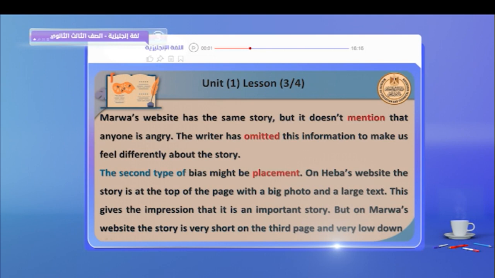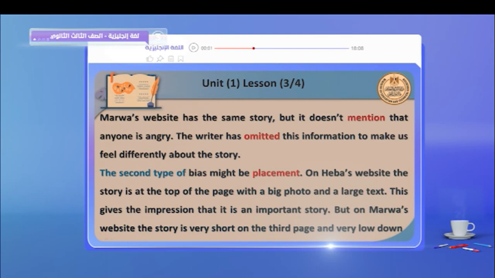The second type of bias might be placement. Oh, now we're talking about the second type. So we've mentioned the first, bias by omission, but now we're talking about the second type of bias, which is placement. Placement, okay? Placement is related to the word place. Okay, so can you guess the meaning? هي ليها علاقة بكلمة place. لما أقول placement يبقى أنا بغير المكان أو بوضع الحاجة فين، بحط الحاجة مكانها فين.